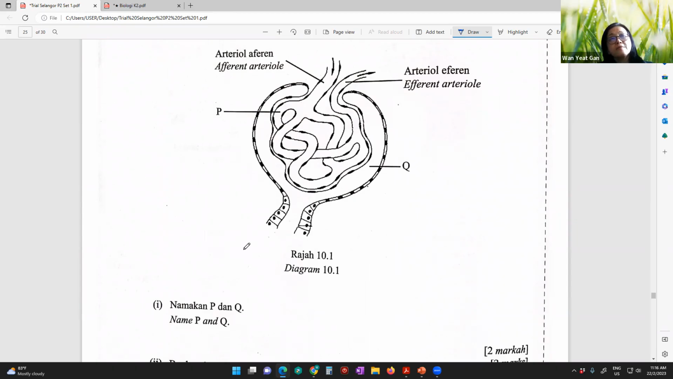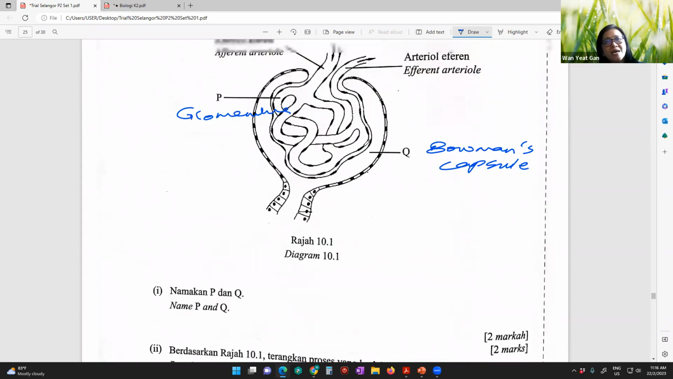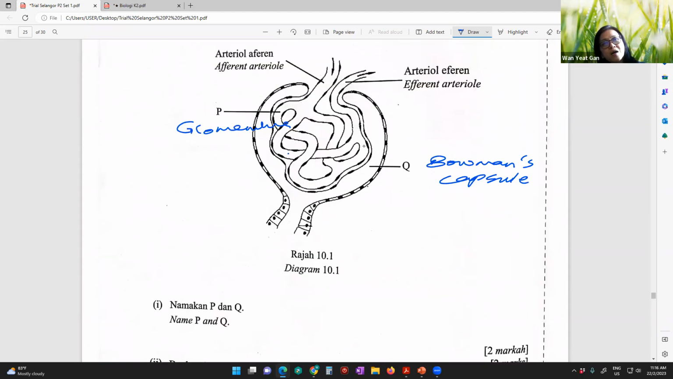And P here is glomerulus, and Q is Bowman's capsule. Based on the diagram, explain the process that occurs between P and Q. So between P and Q here, ultrafiltration occurs, right? Ultrafiltration occurs.